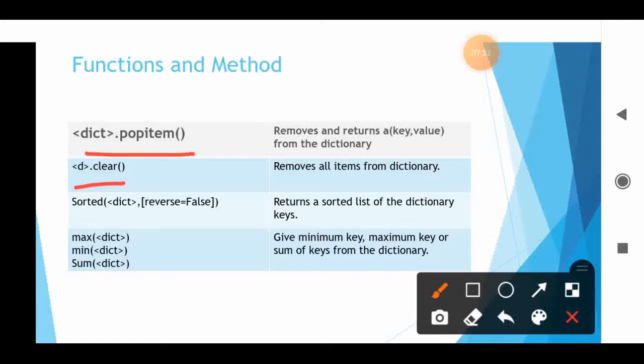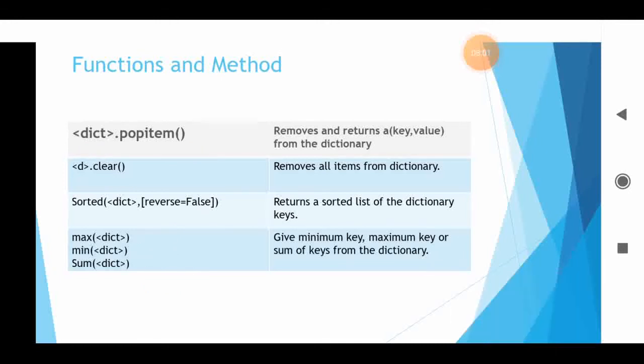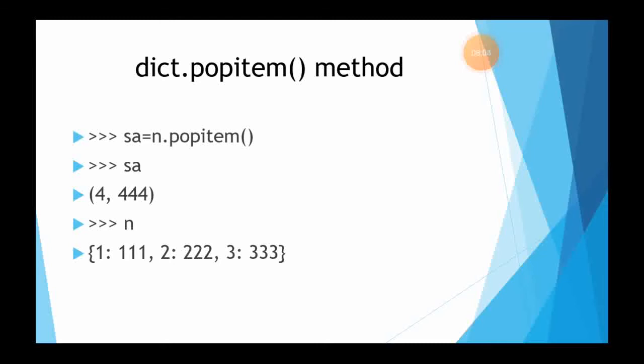Sorted method. It is used to sort the elements in the dictionary. Sort the list of dictionary keys. And the next methods are the max, min and sum functions. We are using these functions to calculate the minimum key value, maximum key value, and sum of the keys from the dictionary. What is the syntax for using this function name? In the bracket you have to mention the dictionary name. We'll see an example of this, then you can understand clearly.